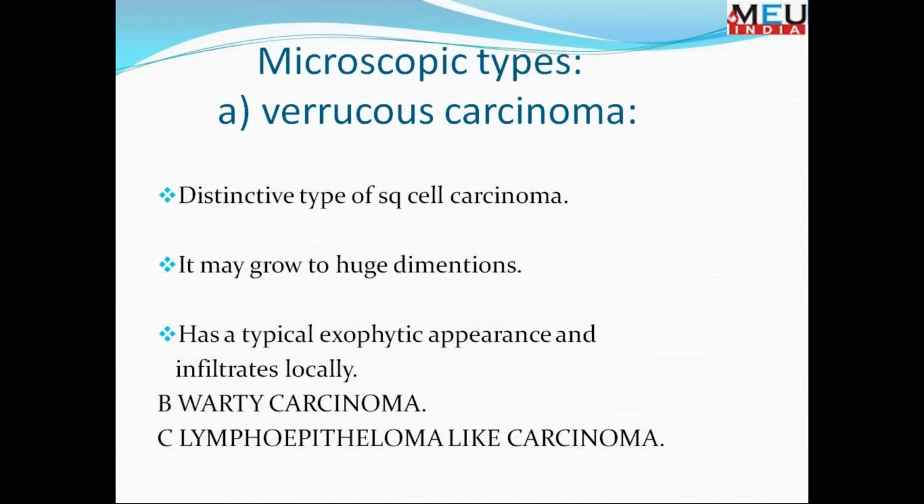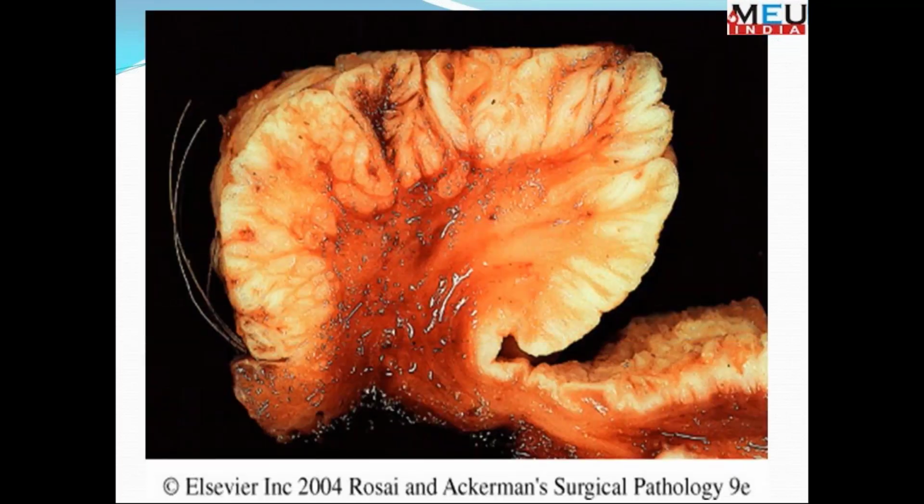Verrucous carcinoma, or the superficial one, is a distinct type of squamous cell carcinoma. It may grow to huge dimensions superficially, has a typically exophytic appearance, and infiltrates locally. The other variant is the warty carcinoma, or lymphoepithelioma-like carcinoma. This is a variant which is quite superficial and spreads locally.